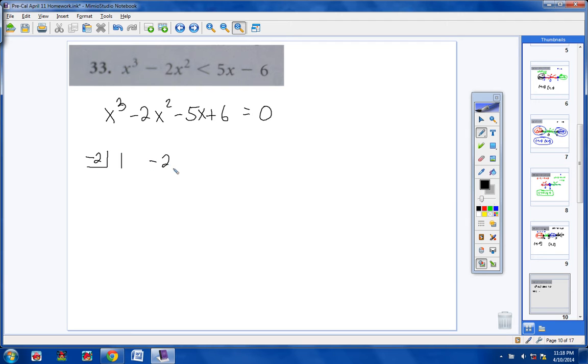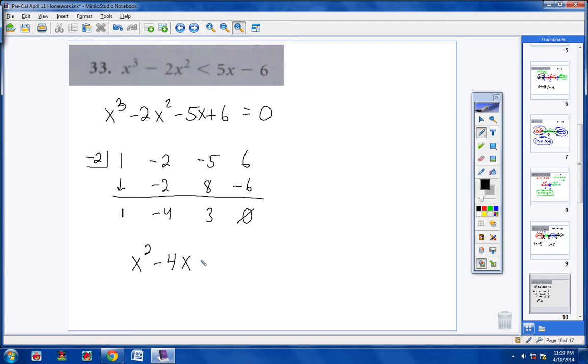So I'm going to quickly use synthetic division and see what I'm left over with. Bring down a 1, multiply by -2, combine, multiply, 8, 3, and -6. Now what you're left over with is x squared minus 4x plus 3. And that can be factored because if you take -3 and -1 and multiply them, you'll get a +3. And if you combine them, you'll get a -4. And so your factorization would be (x - 3)(x - 1).